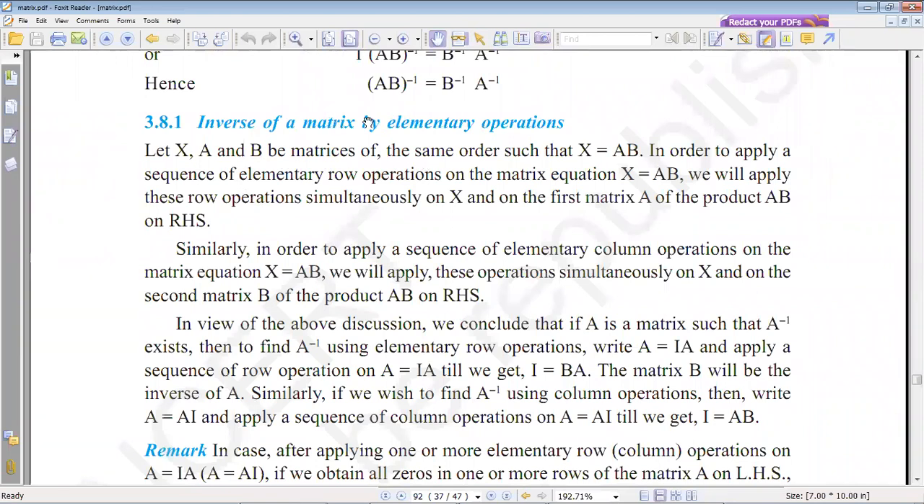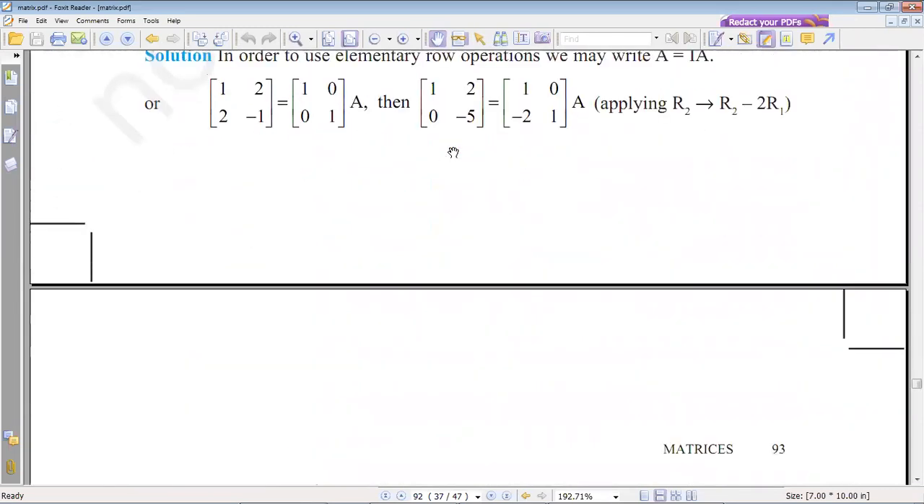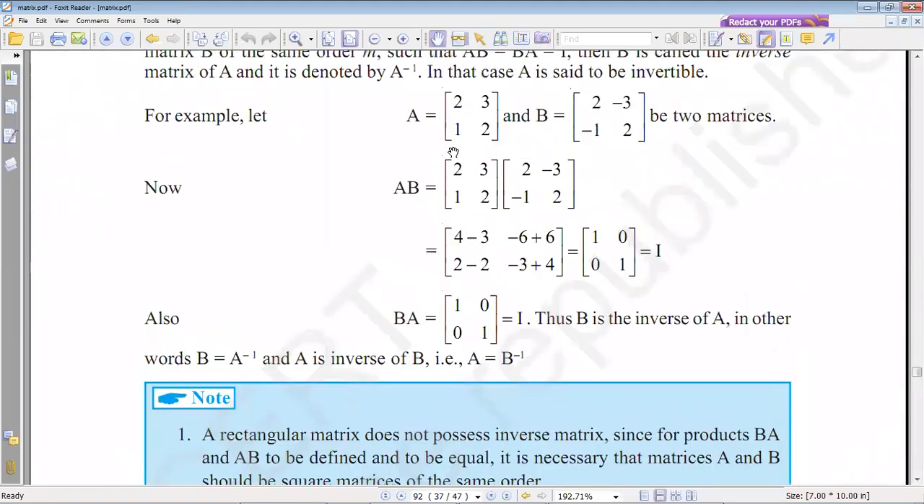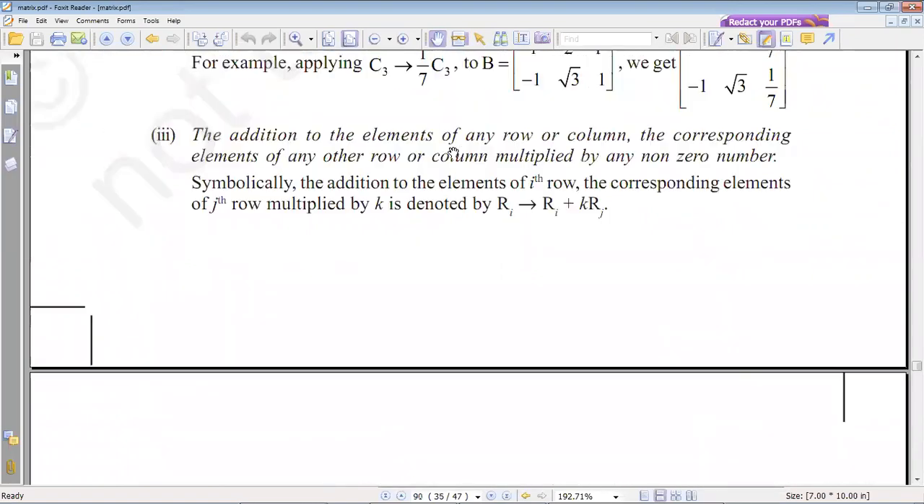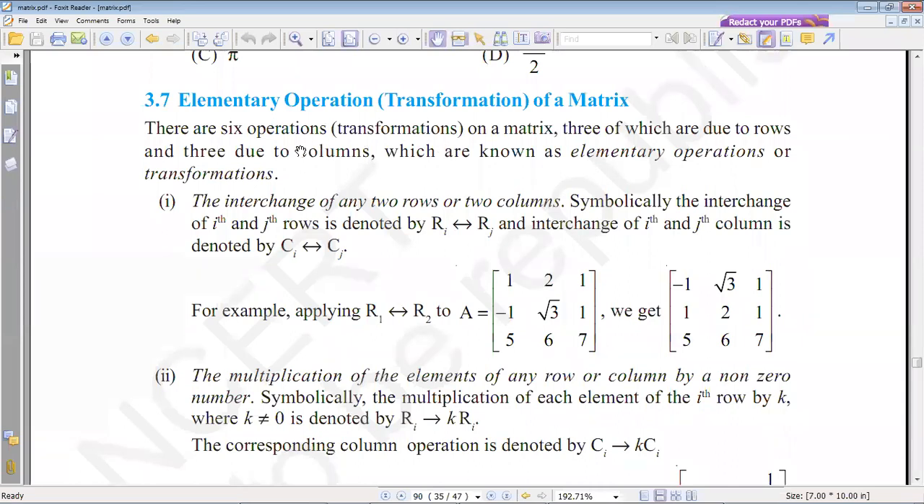Simply see one example: inverse of a matrix by elementary operation. At first you have to know what the elementary operations are. These are the three elementary operations. The first one is the interchange of any two rows or two columns. That means we can interchange any two rows or any two columns.